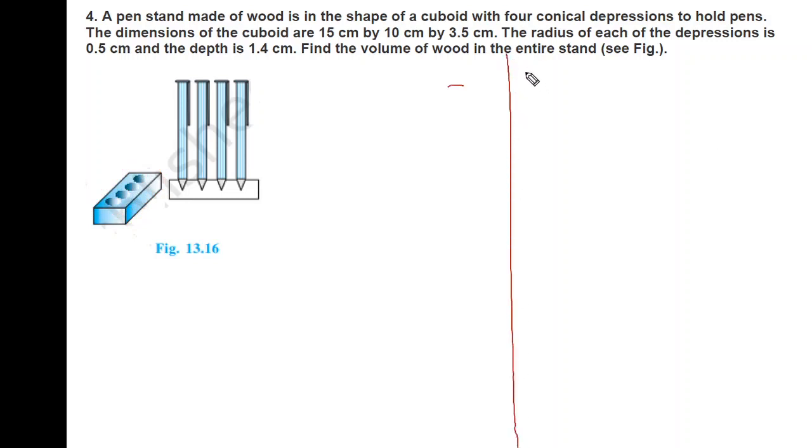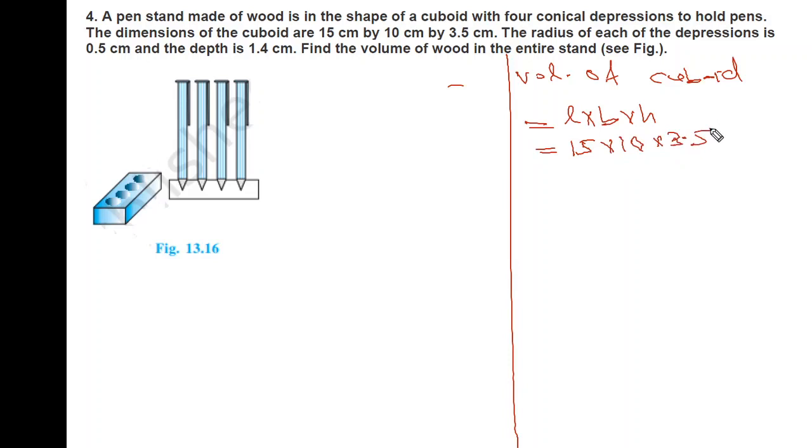First we will find the volume of the cuboid. Volume of cuboid will be equal to length into breadth into height, L into B into H, which will be equal to length is given 15 into 10 into 3.5, which will be equal to 525 cm cube. So this is the volume of the cuboid.